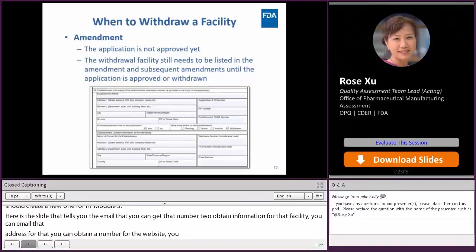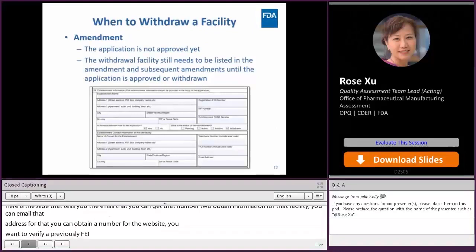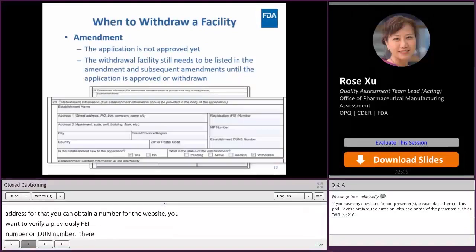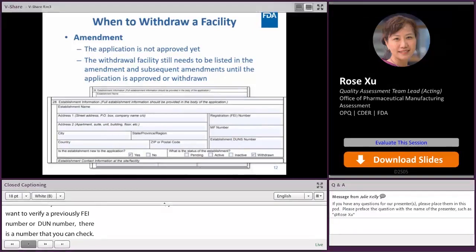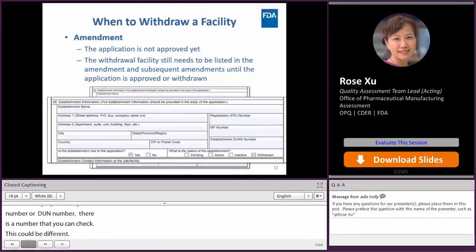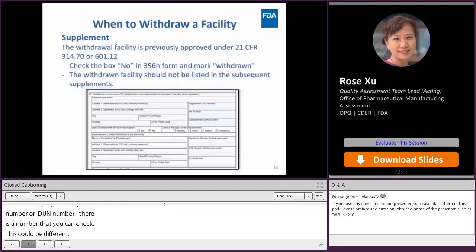Now I would like to talk about how to withdraw a facility. In the amendment and the supplement, the procedure to withdraw a facility is slightly different. For an amendment, since this application is not approved yet, you have to check yes for this facility and then check the withdrawal box to make sure that this facility is withdrawn from the amendment. However, if you withdraw this facility in amendment number 1, you still have to check the withdrawal box in all the subsequent amendments until this application is approved or withdrawn.